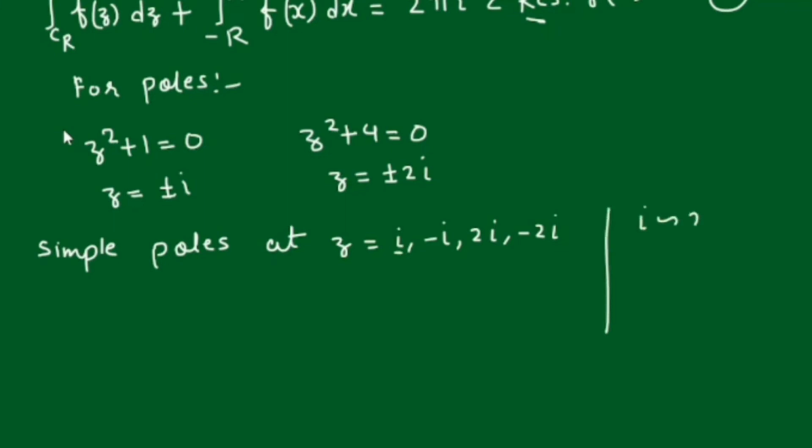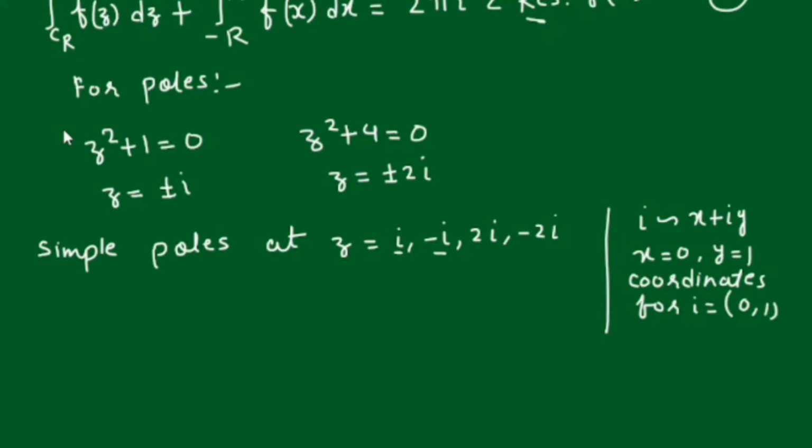If we compare this iota with x plus iota y, then we get x is equal to 0 and y is equal to 1. That means coordinates for this point will be 0, 1, right? Similarly, for minus iota, the coordinates will be 0, minus 1. For twice of iota, coordinates will be 0, 2. And for minus twice of iota, the coordinates will be 0, minus 2.